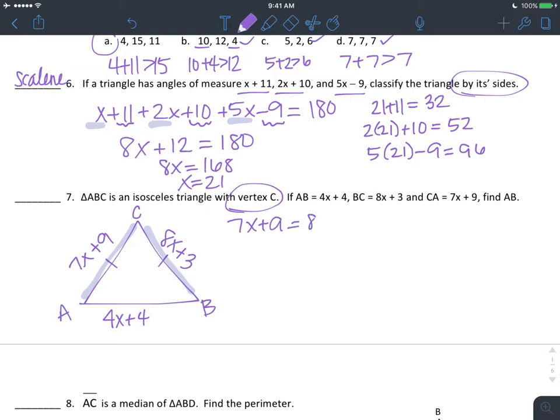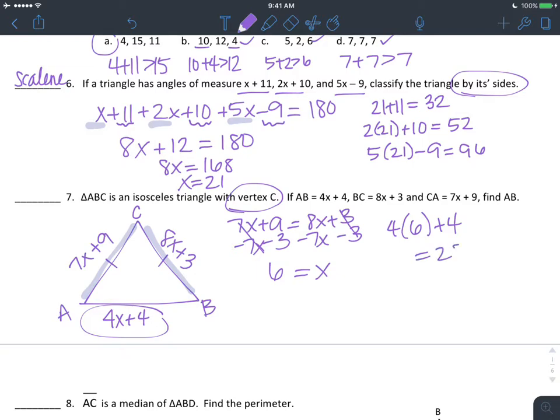7x plus 9 equals 8x plus 3. We're going to subtract 7x from both sides and subtract 3 from both sides. So x is equal to 6. Then find the length of AB. So 4 times 6 plus 4 is going to give us 28. So AB equals 28.